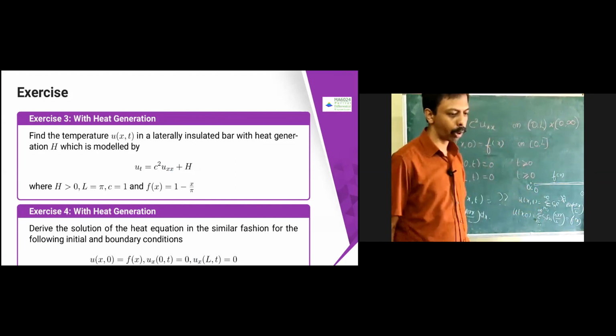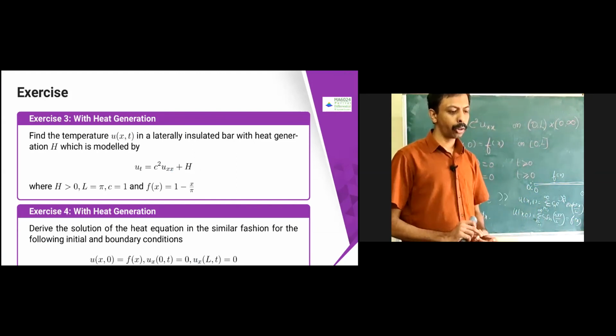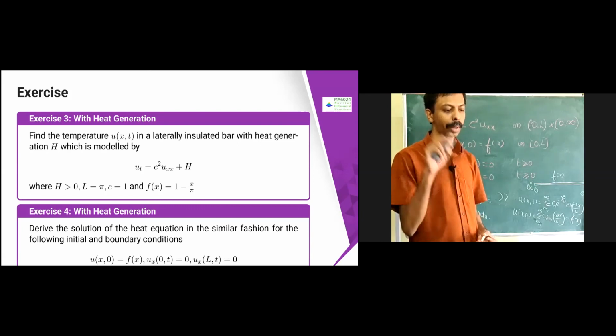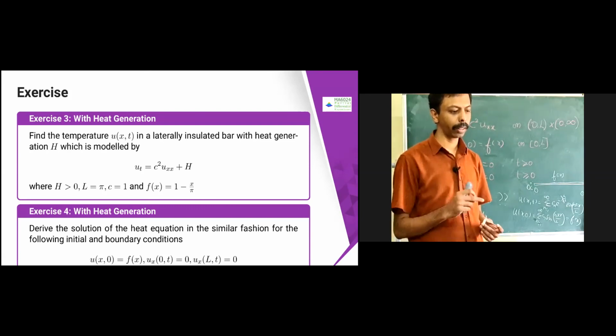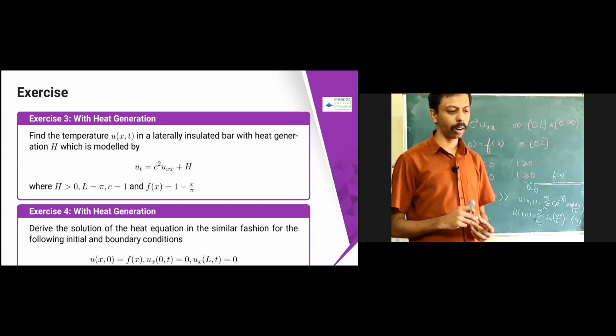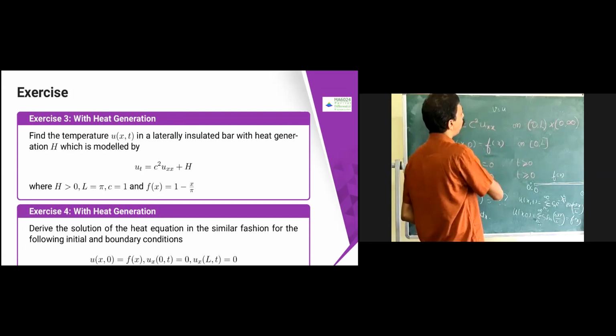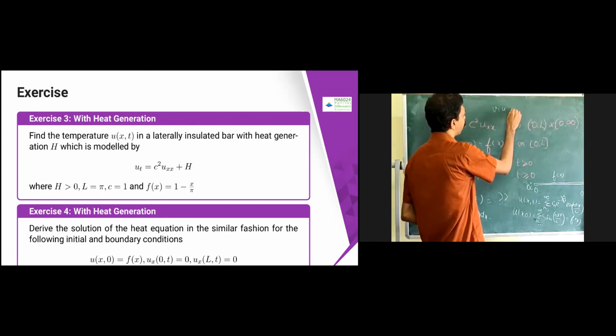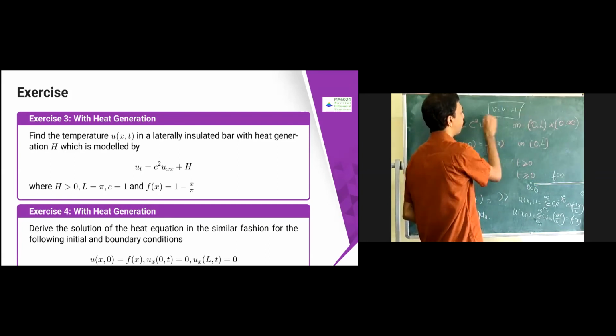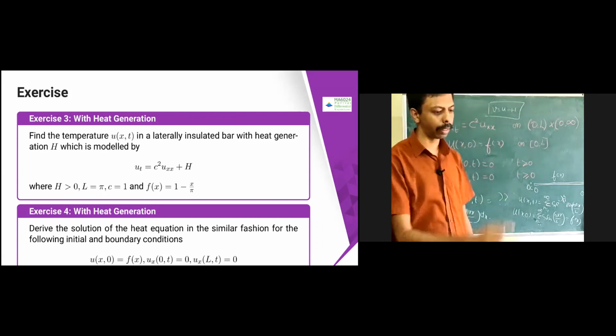Here I have one more problem, a little complicated. ut is equal to c square uxx plus some constant k, where k is greater than 0, that I have given. So for this, what you need to do is substitute some function v equal to, I think, u minus k. Just check that properly. That may give the answer.